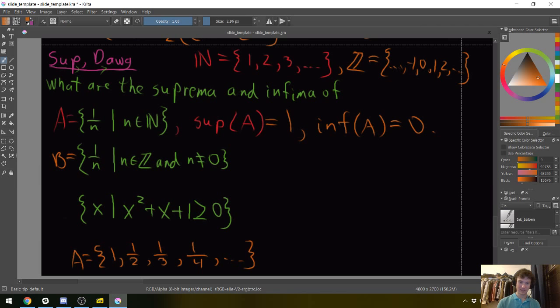Okay, so what is this set then? What is the set B? How is it different from A, I should ask? A was 1, 1/2, 1/3, 1/4. Now n can be any integer, not just a positive integer, as long as it's not 0, of course. I believe that in this scenario, the supremum of set B would be 1. Good. Supremum of B is still 1.